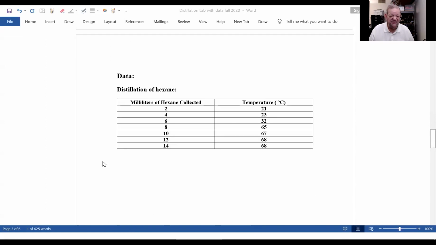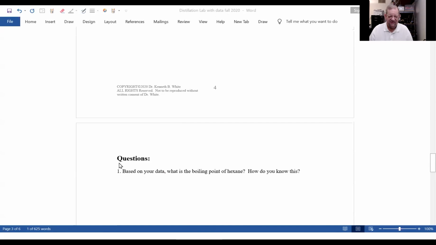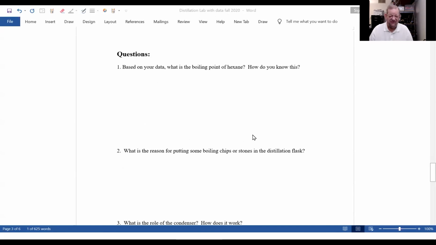Now, here I give you the data. Now, how do you determine the boiling point of a liquid? That's when it levels off, and it's about the same for a while. That's the boiling point. And I gave you the data. In real life, you would find this out yourself, unfortunately. And here are the questions to answer.